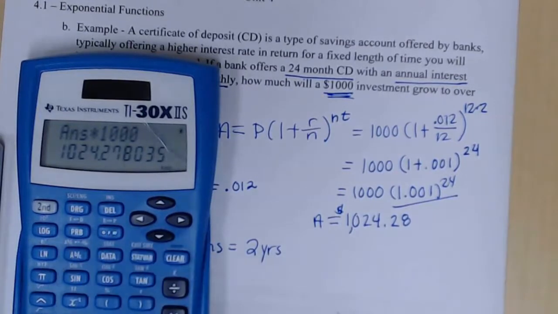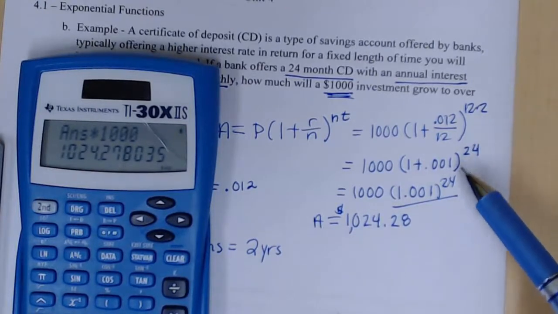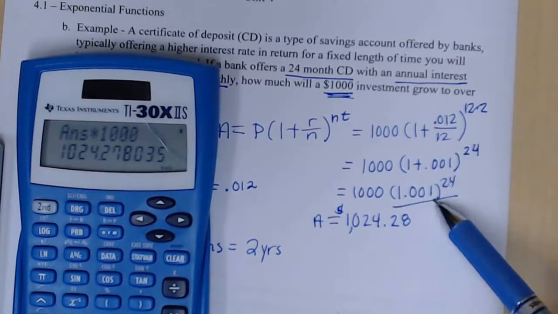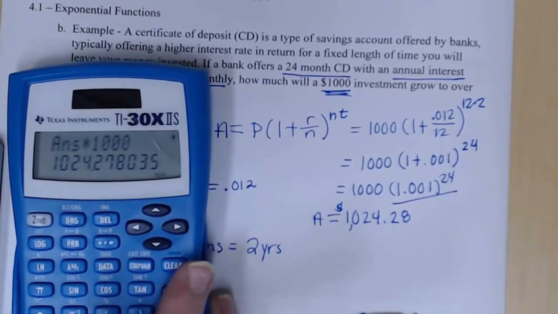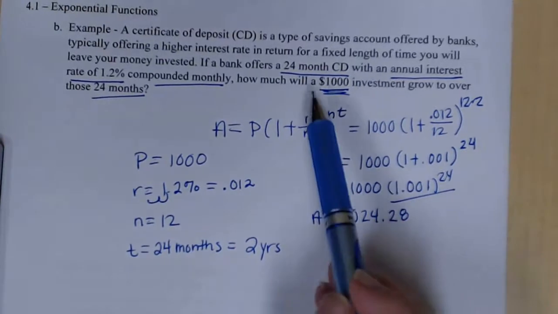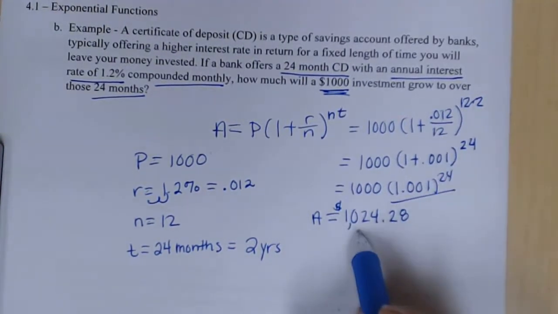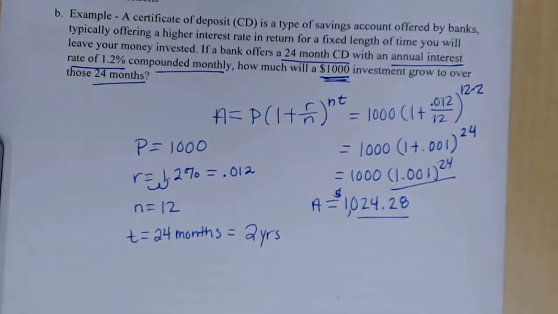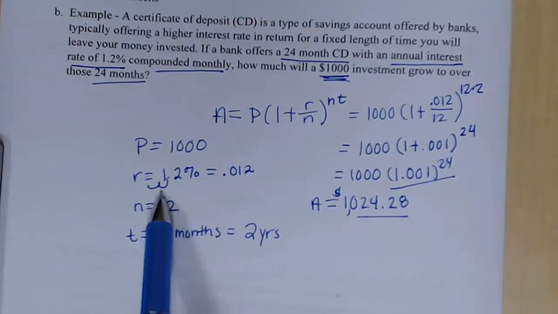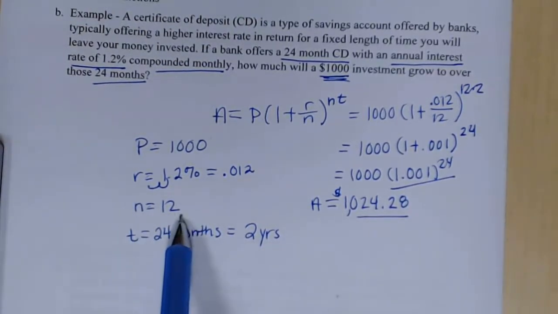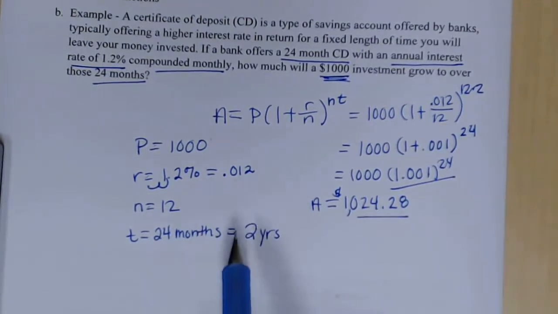This is money, so I want to round to 2 decimal places. Now do not set, some students will set their calculator to round a certain amount of decimal places. Do not do that. It will round the whole way you're doing that. And if you round anywhere along the way, then your answer is going to be very off because it's overly rounded. So you can see here, how much will $1,000 grow over 24 months? It's going to grow about $24.28. But hey, it's $24 you didn't have before.